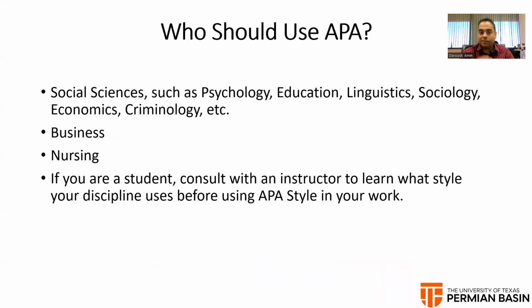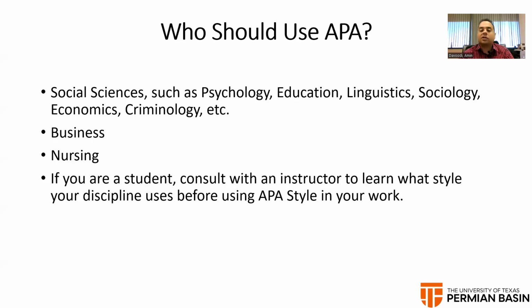So who should use APA? Undergraduate students, graduate students, faculty members, researchers, basically whoever wants to write a paper in the field of, let's say, psychology, education, basically in social sciences, or in business or nursing. In humanities, it depends. Some of them use APA, some of them don't.